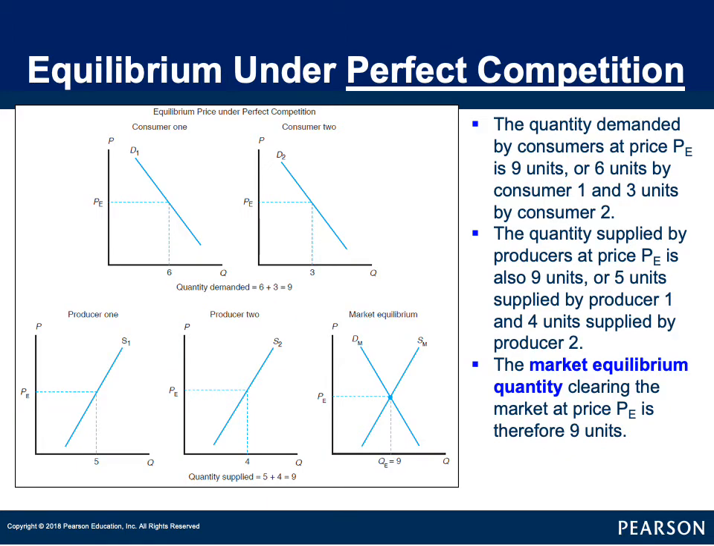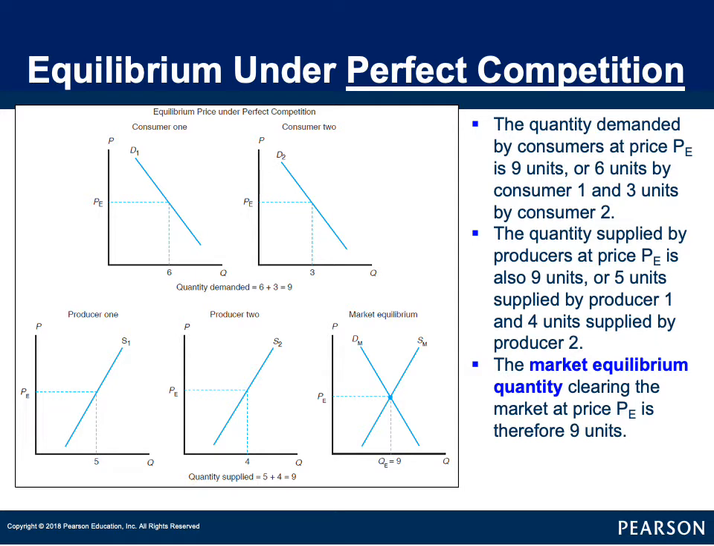We can take a look at equilibrium in perfect competition. Remember, when we're in perfect competition, that means there is a homogeneous product. That means there are a lot of producers. That means that they have a similar knowledge. And it also means that there are no challenges to entering and exiting the market.